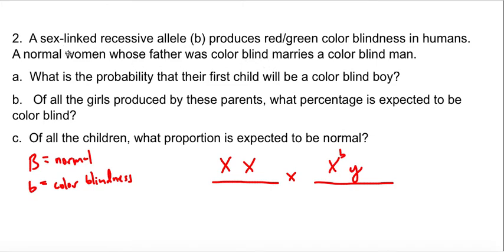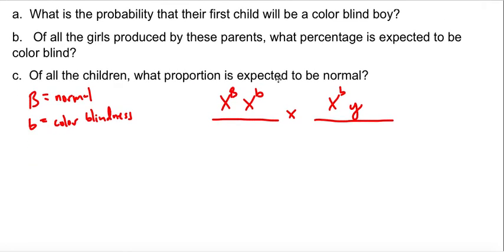A normal woman means she has at least one big B, but if her father was colorblind, remember, if it's a girl, he's guaranteed to pass his X. And if he was colorblind, his X is always going to have a little b. So we know now that the female must be heterozygous for color blindness, because the father is going to pass the X, and his only X is going to have the colorblind allele on it. If he passes Y, then the normal woman would actually be male. So the question here is, what is the probability her first child will be a colorblind boy?